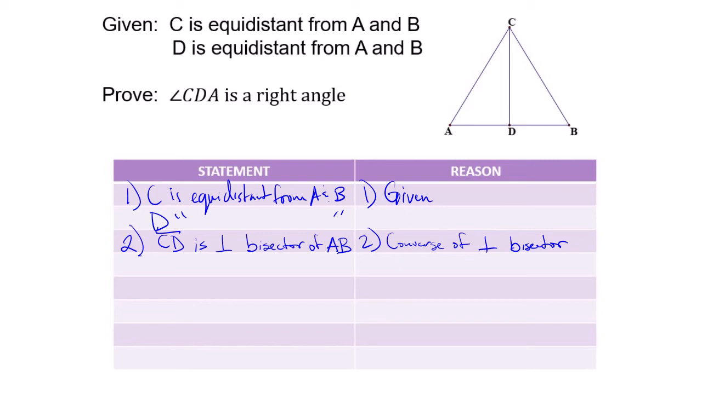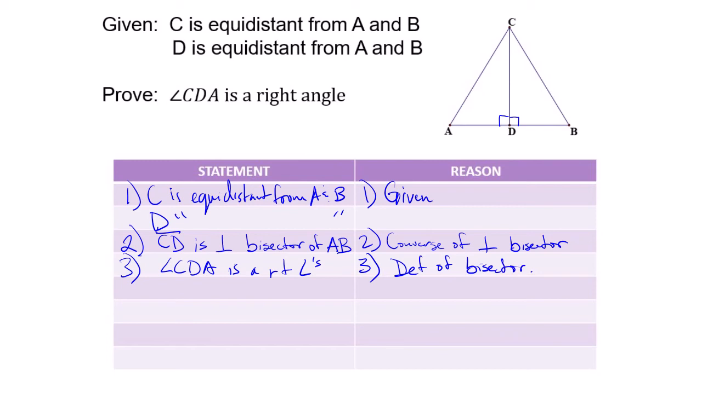And if CD is the bisector, that means we have some. If it's a perpendicular bisector, we have some right angles, right? We know that CDA has to be a right angle, right? And so does CDB. So angle CDA is a right angle. And that's by definition of bisector. All right, and that's it.